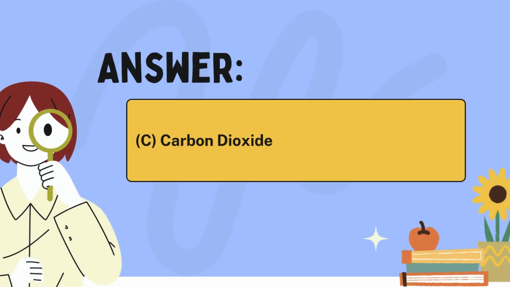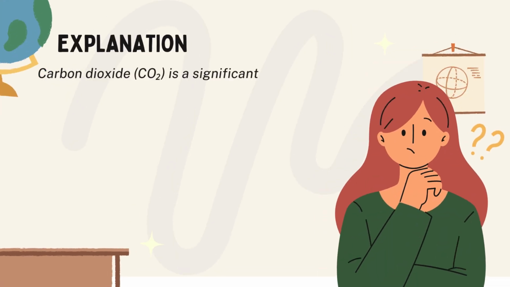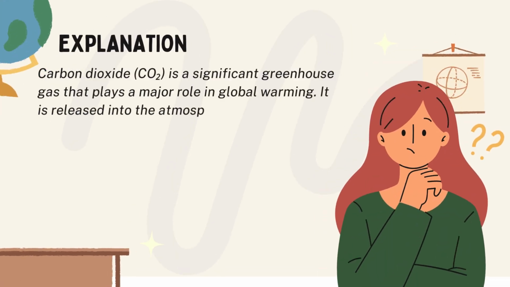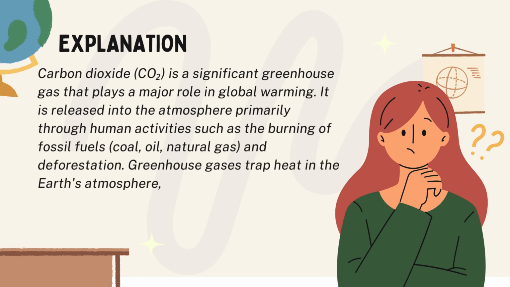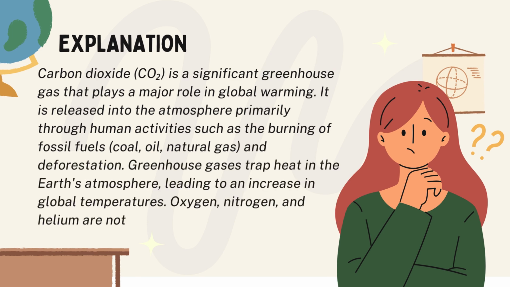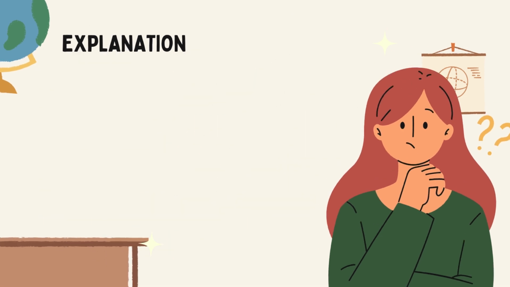Answer. C. Carbon dioxide. Carbon dioxide, CO2, is a significant greenhouse gas that plays a major role in global warming. It is released into the atmosphere primarily through human activities such as the burning of fossil fuels, coal, oil, natural gas, and deforestation. Greenhouse gases trap heat in the Earth's atmosphere, leading to an increase in global temperatures. Oxygen, nitrogen, and helium are not considered major greenhouse gases.